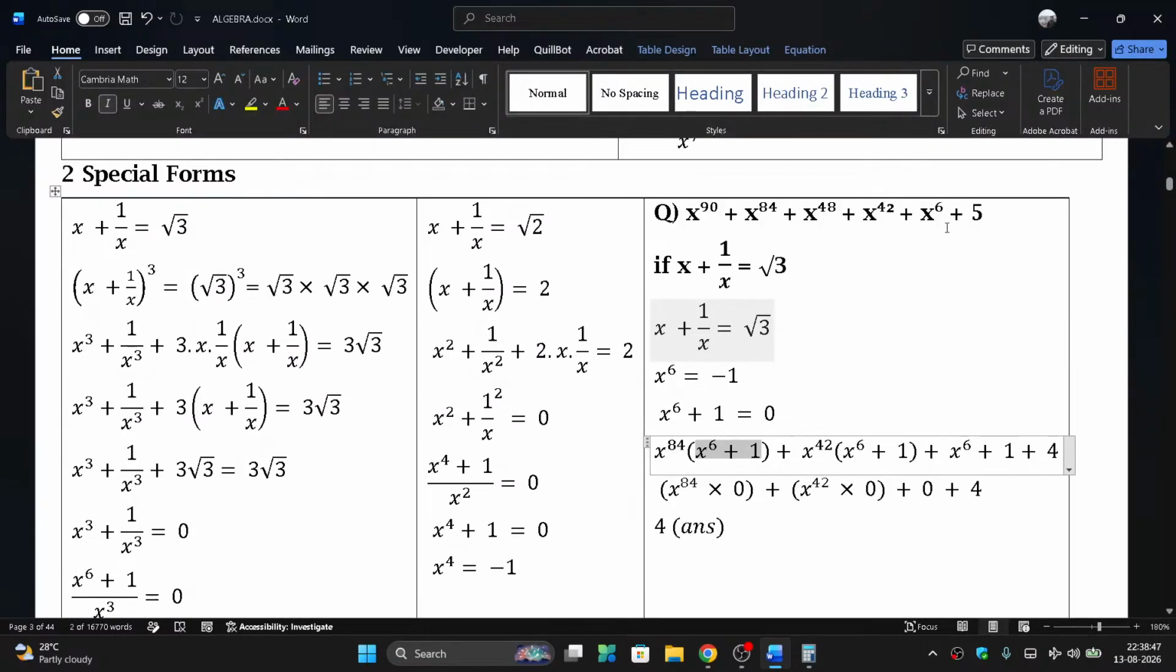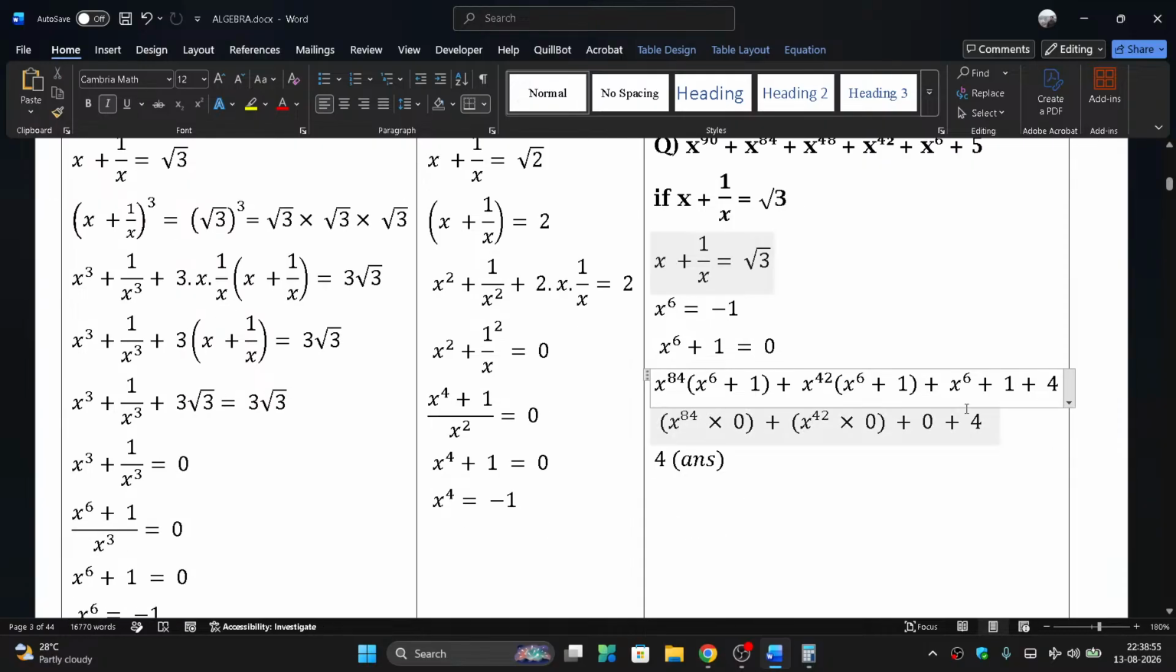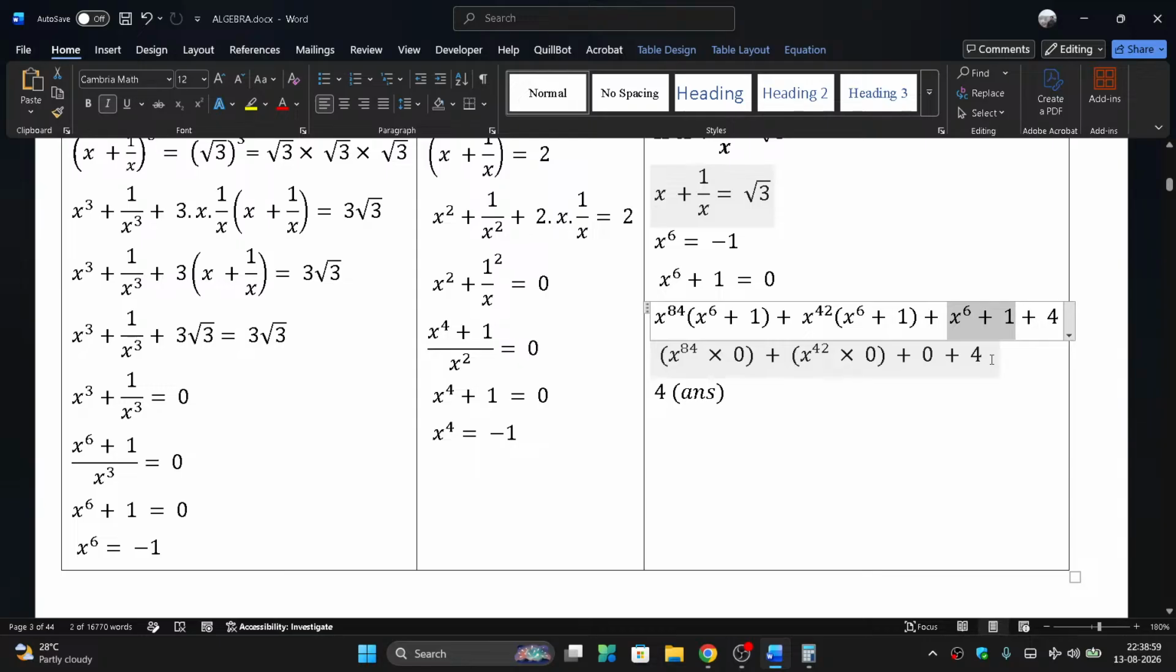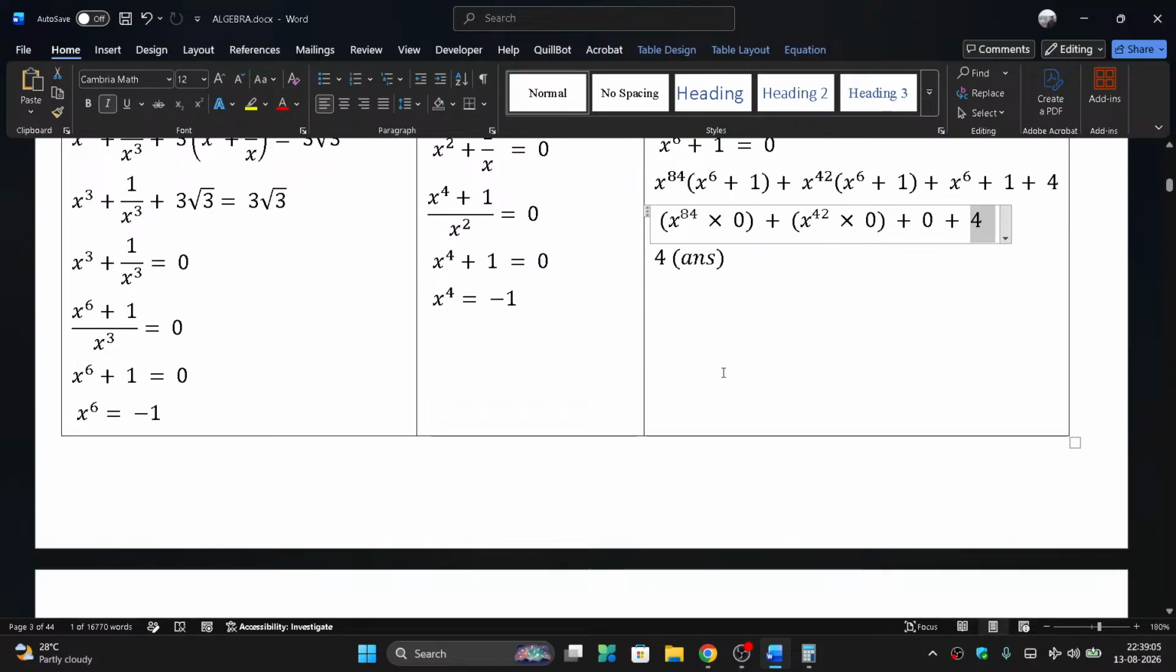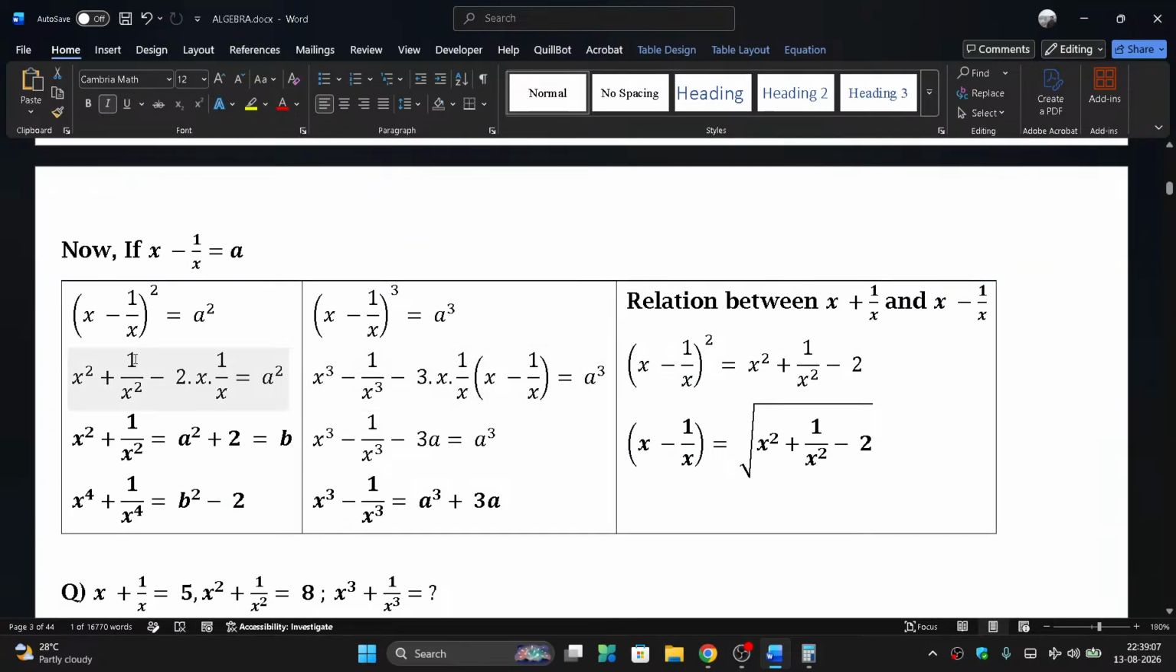x to the power 6 plus 1 plus 4. We have to extend 5 in the 1 plus 4 format, so you can get x to the power 6 plus 1. This would be 0, this would be 0, and x to the power 6 plus 1 would also be 0, and we have the last number standing, 4. That will be the answer.